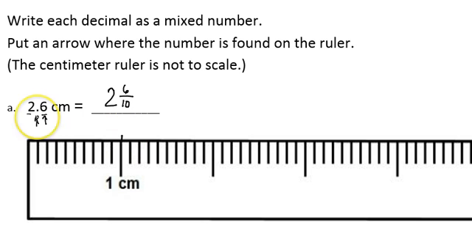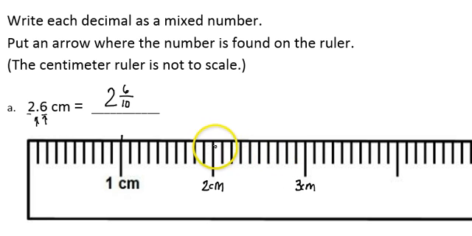Well, my first mark is 1 centimeter. So the next mark would be 2 centimeters, and the next long mark would be 3 centimeters. I know that 2 and 6/10 is in between 2 centimeters and 3 centimeters, and you can see that centimeter has been divided into tenths. So we just need to find the 6/10 mark.